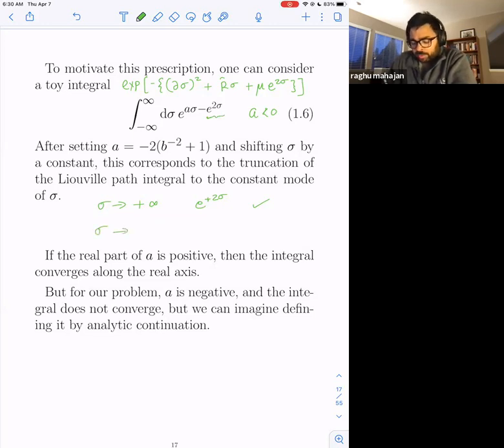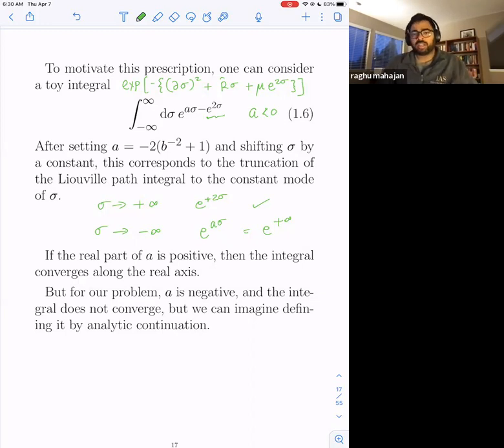On the other hand, for sigma goes to minus infinity, we have a problem because a is negative. If a was positive, it would be okay. Because this e to the 2 sigma drops out in that limit, and the integrand looks like e to the a sigma, which is e to the plus infinity now because a was negative. So we need to do something. We need to define this integral somehow.